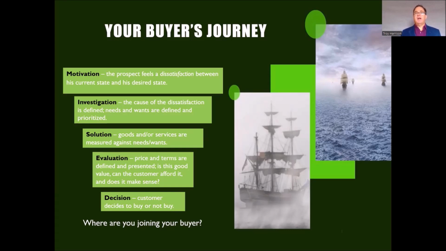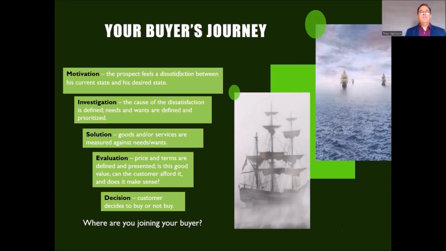Your prospect, the buyer, feels a dissatisfaction between his current state and his desired state. What they're saying is something's out of kilter. I don't feel 100% right. I don't have homeostasis. There's a place that I want to be. There's this desired future state, this ideal place that I want to get to. I'm looking up and I can see it, but I'm not there right now.